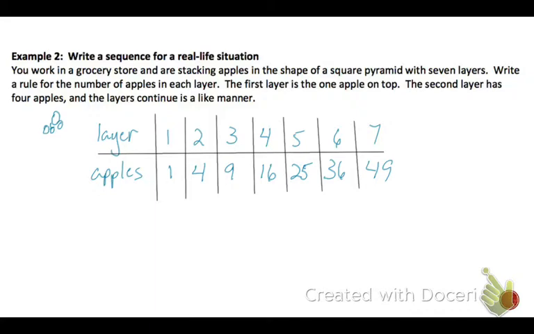Now, what is the rule for this? If we think of our layer as n, then our apples at any layer would be the layer squared, or a sub n would equal n squared. This concludes the first part of the concept 29 notes. So in part 2, we'll look at summation notation and just an introduction to that.